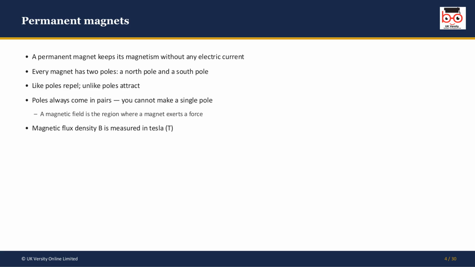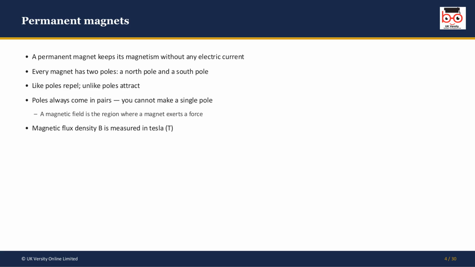Let's begin with permanent magnets. These keep their magnetism without any electric current at all. Every magnet has two poles, a north and a south, and the familiar rule applies. Like poles repel, unlike poles attract. One curious fact is that poles always come in pairs. You can never isolate a single north or south pole on its own.